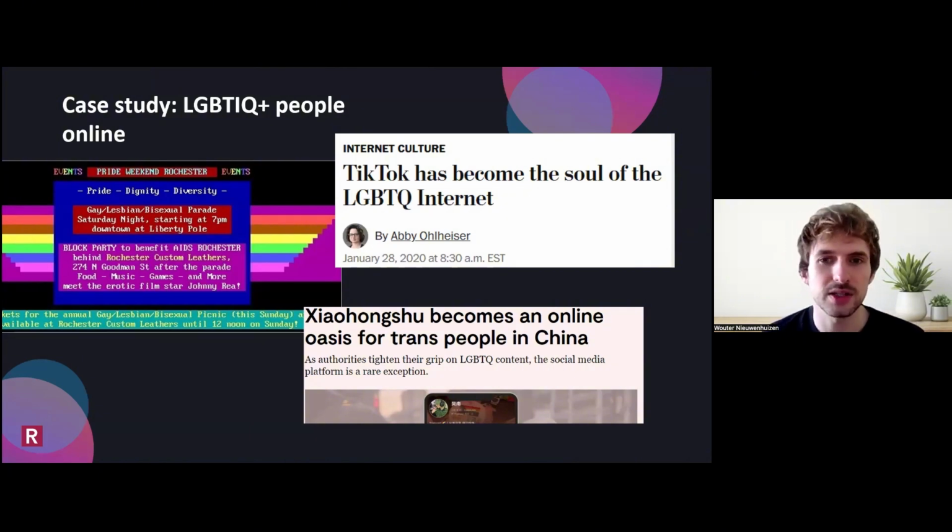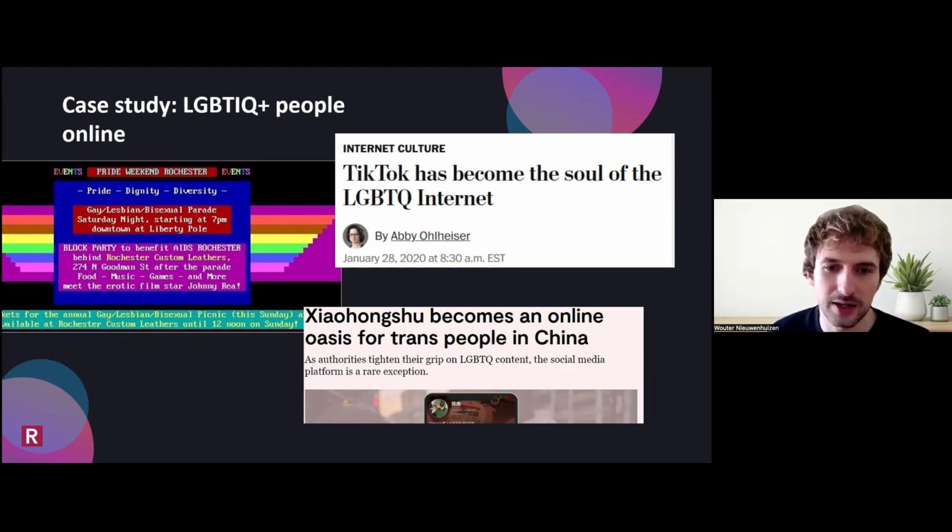And this is especially because this group is, from a research perspective, a really interesting group, because these are the people that experience both extremes of this paradox. So it's people that potentially benefit a lot from the internet. On the left, you see this bulletin board page, I think from the early 90s, so pre-World Wide Web, on how queer people used the internet very early on to organize. And on the right, you see how TikTok has become the soul of LGBTQ internet. So really queer people using social media as a way of self-expression and connection with others.